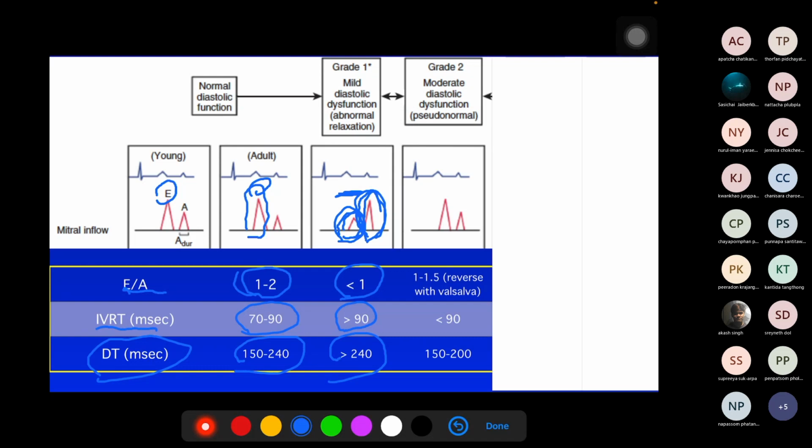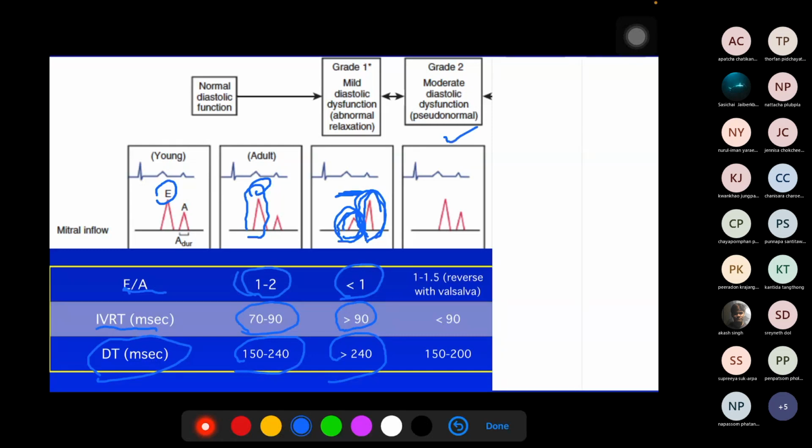When the grade 1 takes a long time, there is back pressure to the LA. The LA takes action for a long time. It will start with breakthrough diastolic dysfunction.